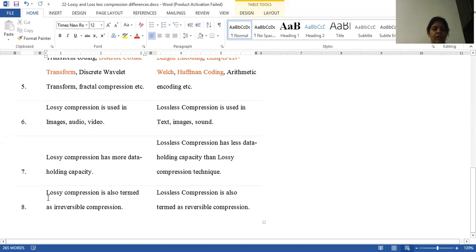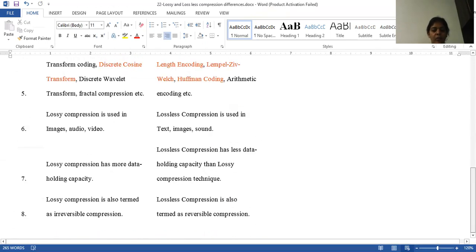Next one is, lossy compression is also termed as irreversible compression, because once the image is compressed and data is reduced, it can't be similar to the original picture. Next one is lossless compression, which is also termed as reversible compression, because the data you compress, you can reverse this process and take the original photo back.